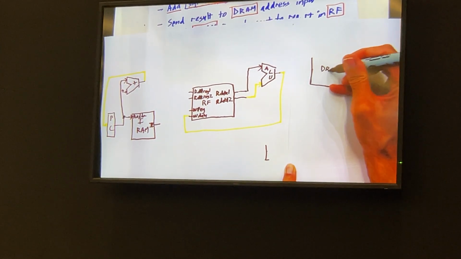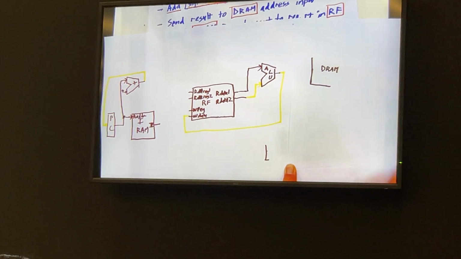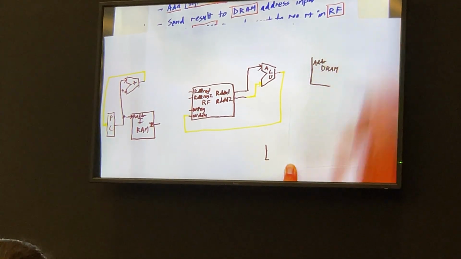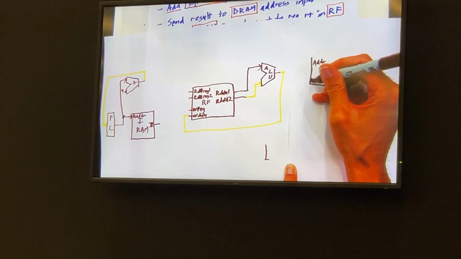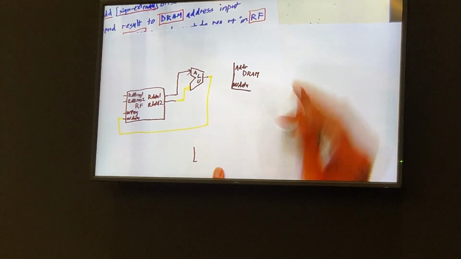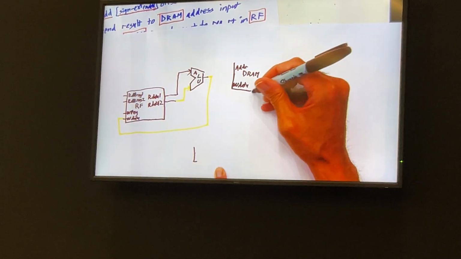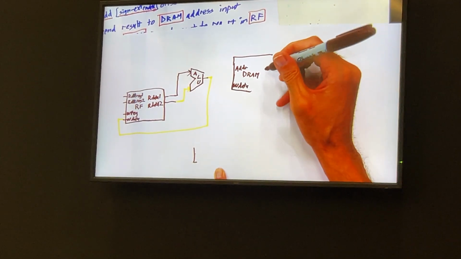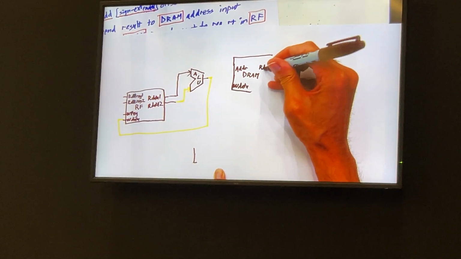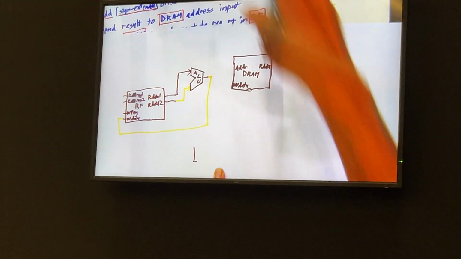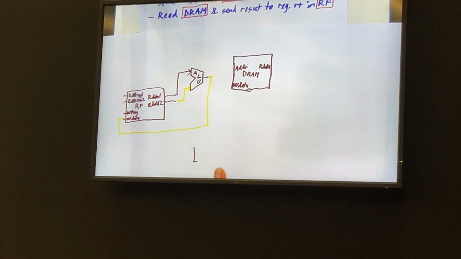There's the data RAM, and it has an address input. It has a write data. Next, I'm going to slide it over for now, and it has a read data. Okay? And we're going to ignore the PC part for now.